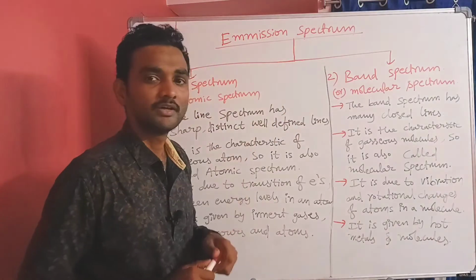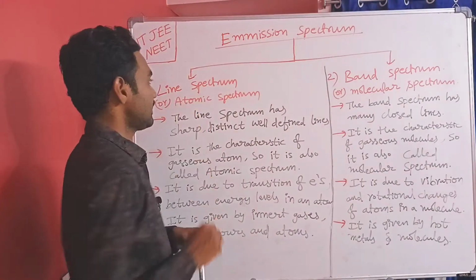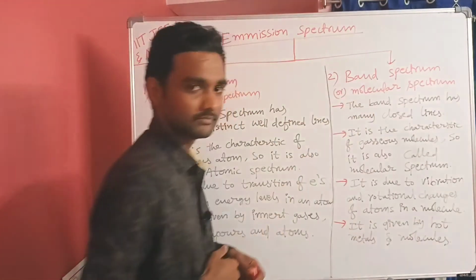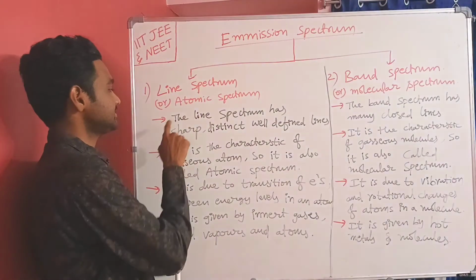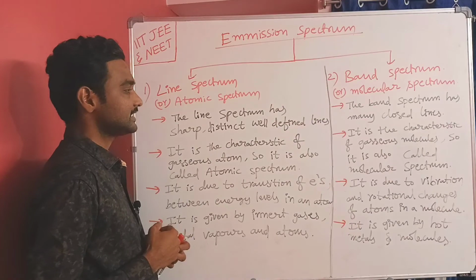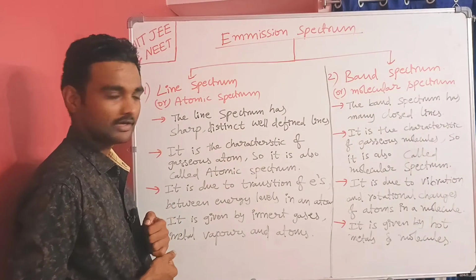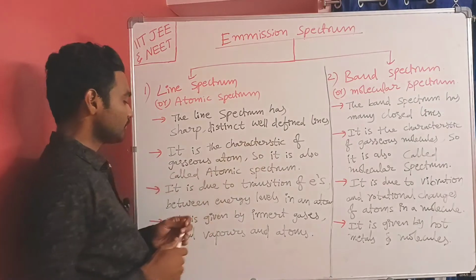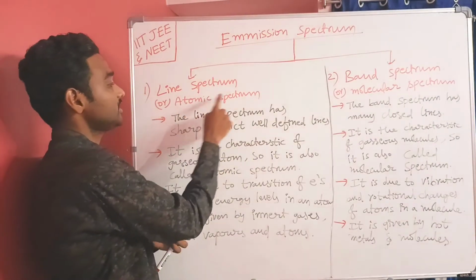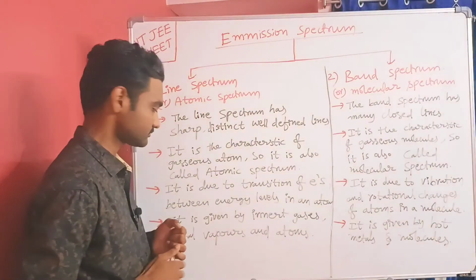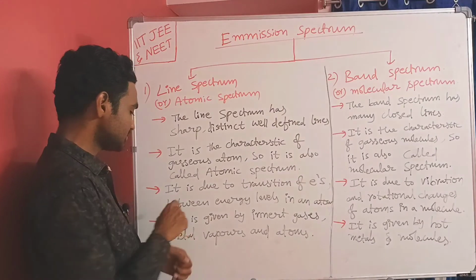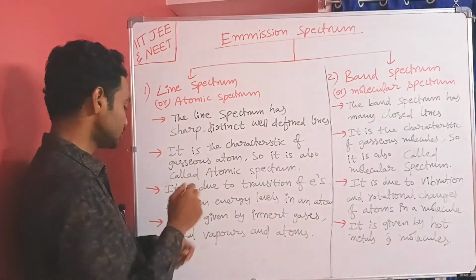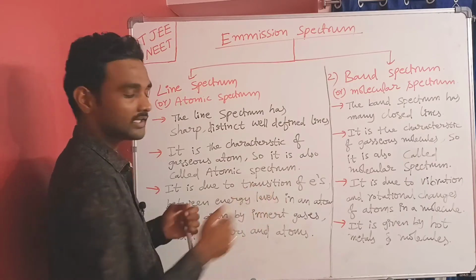Okay. Now emission spectrum is further divided into two types. One is line spectrum, it is also called atomic spectrum. Second one is band spectrum, it is also called molecular spectrum. Now what is line spectrum? The line spectrum has sharp, distinct, well defined lines, and it is the characteristic of gaseous atoms, so it is also called atomic spectrum. Remember, line spectrum is also called atomic spectrum. How will it form? It is formed mainly due to transition of electrons between energy levels in an atom.